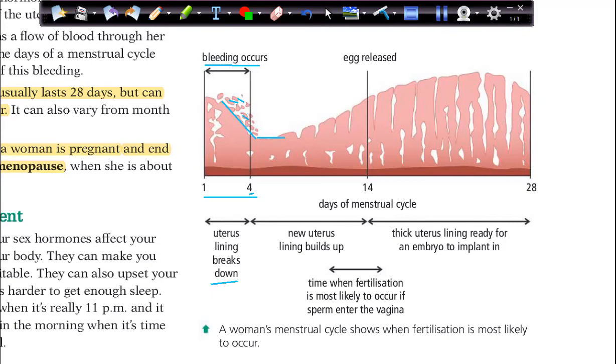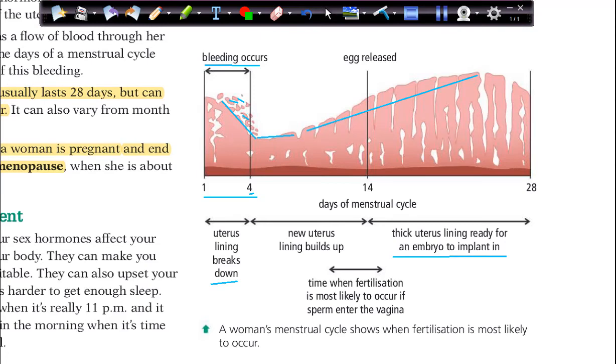Then this will be thin until a new uterus lining builds up. After day 4, a new uterus lining builds up. That means the wall of the uterus will start to rebuild itself, okay? Then it will rebuild itself and be thick. So why do we need the uterus walls to be thick? So it will be ready to implant an embryo. Because we said the embryo needs blood to take the nutrients and the oxygen. So it has to implant itself inside the uterus. If we don't have thick walls supplied with a lot of blood, the embryo cannot implant itself.